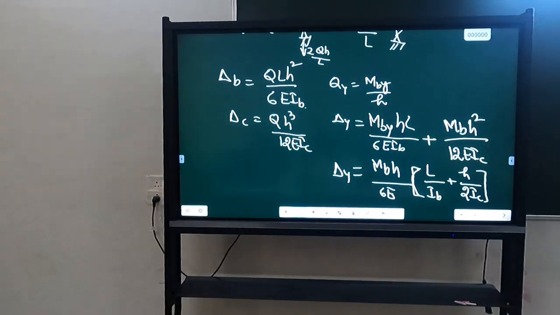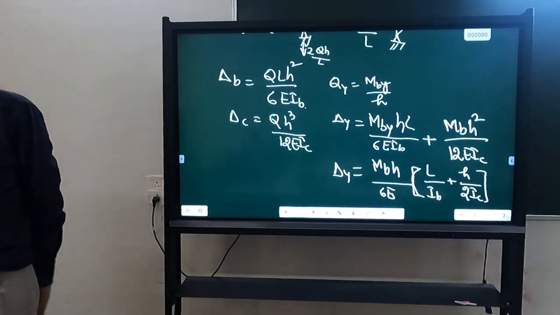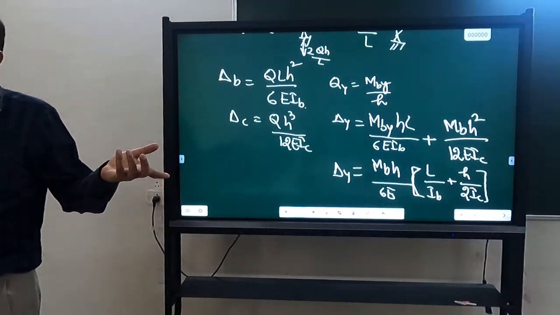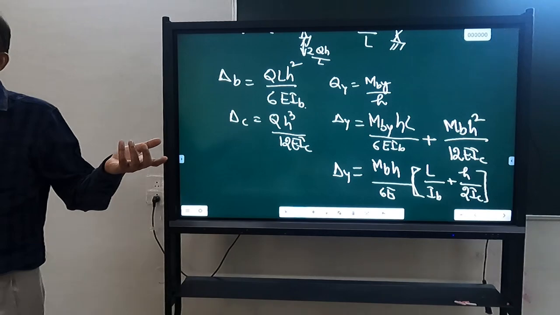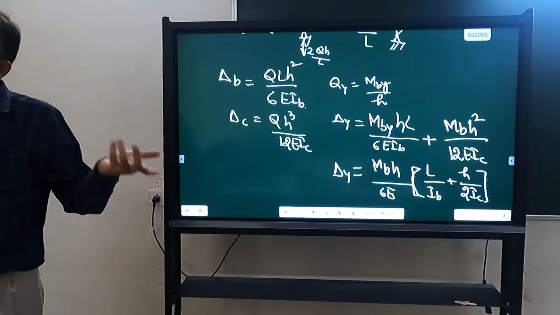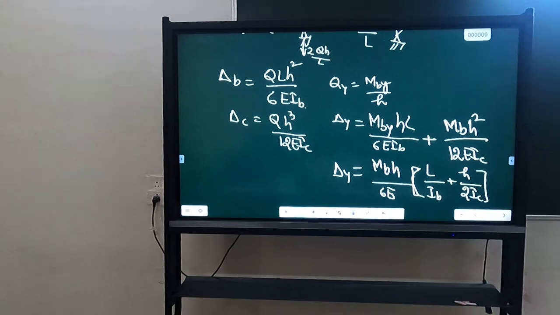Total deflection when the plastic hinge is formed in the beam. Right. But it can form in the column also. It can form in the beam, it can form in the column. We have assumed that we have done strong column weak beam design, so it is forming in the beam. Suppose it is forming in the column. Then how will you obtain it? Then MC equals Q into H by 2, and Q into H by 2 will be MC. So you will get Q in terms of MC and H. Substitute that here, you will get delta.